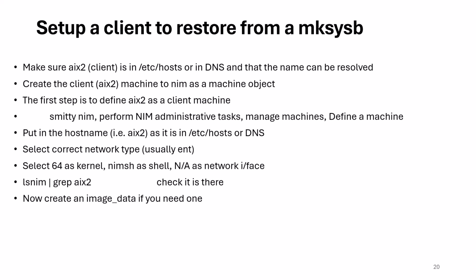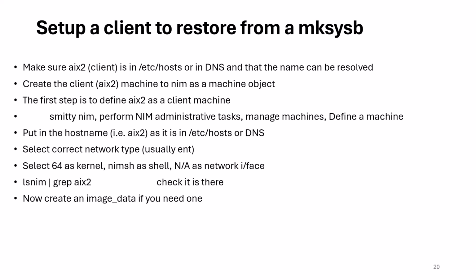Then you create the client machine to NIM as a machine object. So you'll go into smitty nim, perform administrative tasks, manage machines, define a machine. You'll put the host name in exactly how it is in /etc/hosts or DNS. You'll select your network type. It's always going to be a 64-bit kernel nowadays, and the shell should always be nimsh. And then 99% of the time the network interface is going to be n/a.